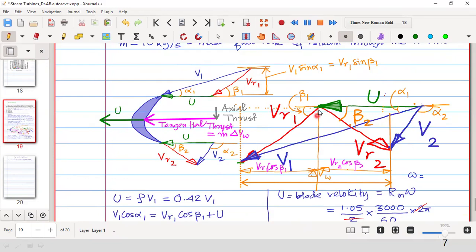In terms of the tangential component, VR1 is along the movement of the blade, and VR2 is in the opposite direction to the movement of the blade.